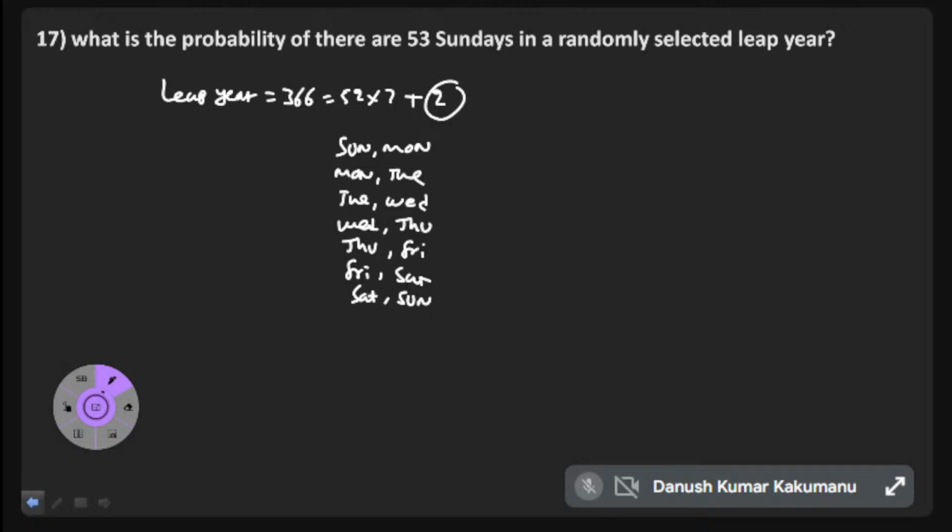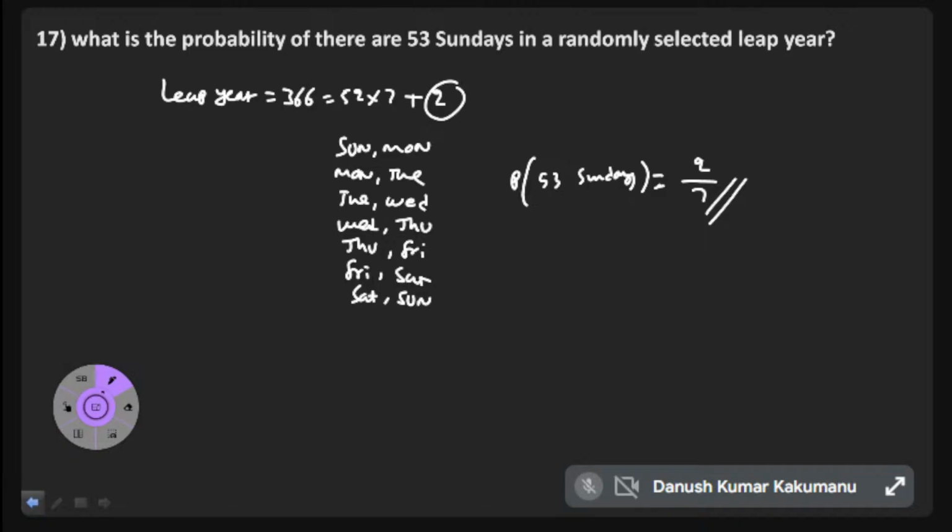What is the answer here? Probability of 53 Sundays. How many events are there? 7. Out of 7, how many events are having Sundays? 2. 2 by 7 is the answer. All of you understanding? 2 by 7. It's clear.